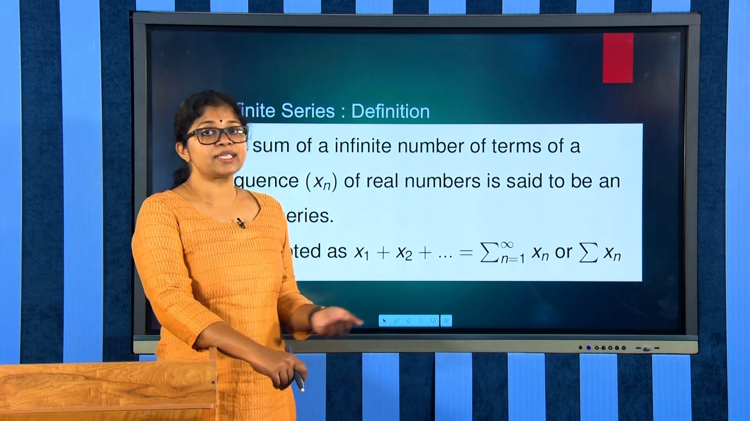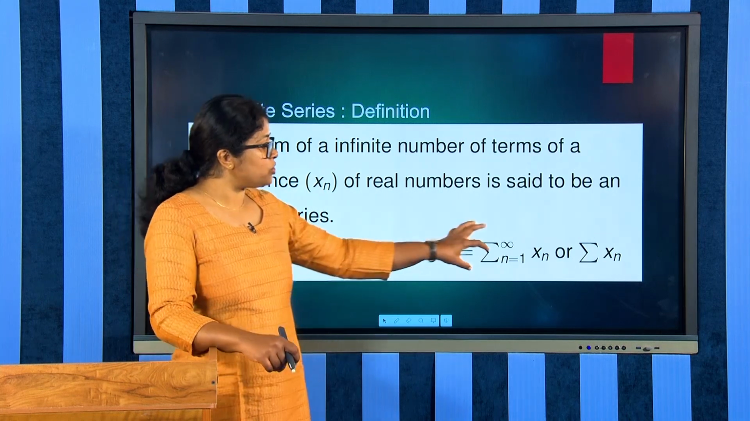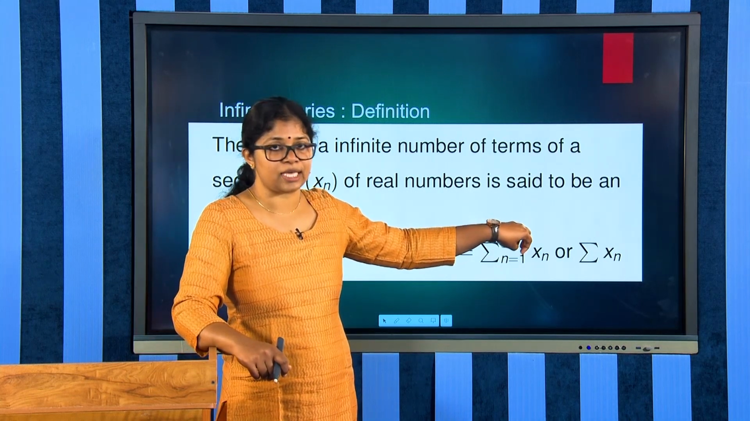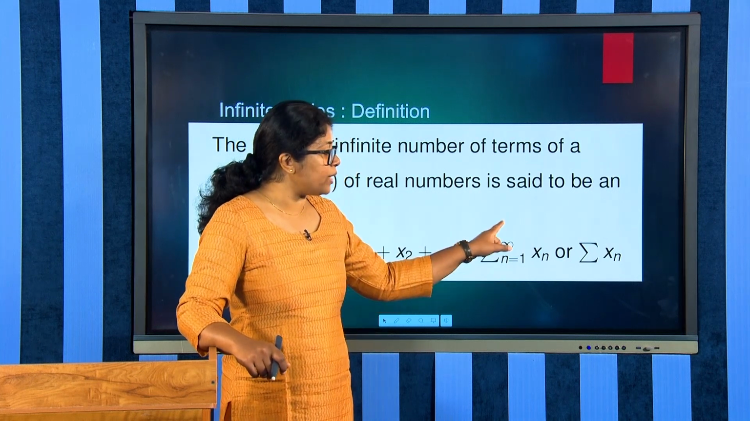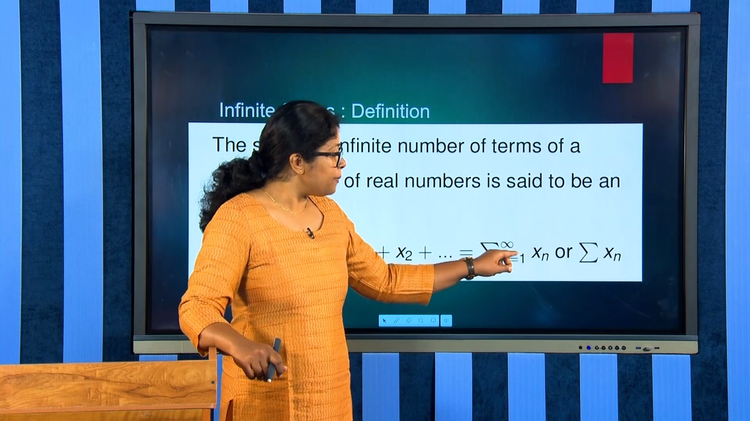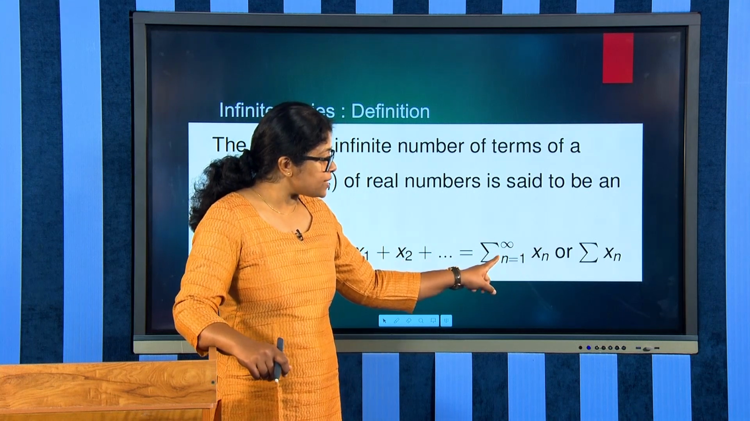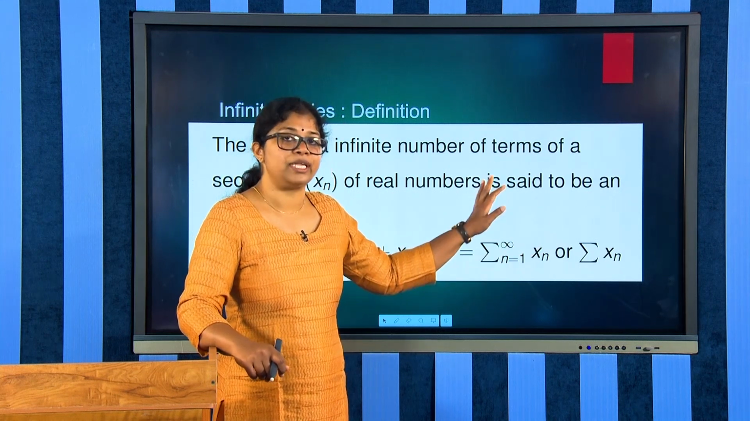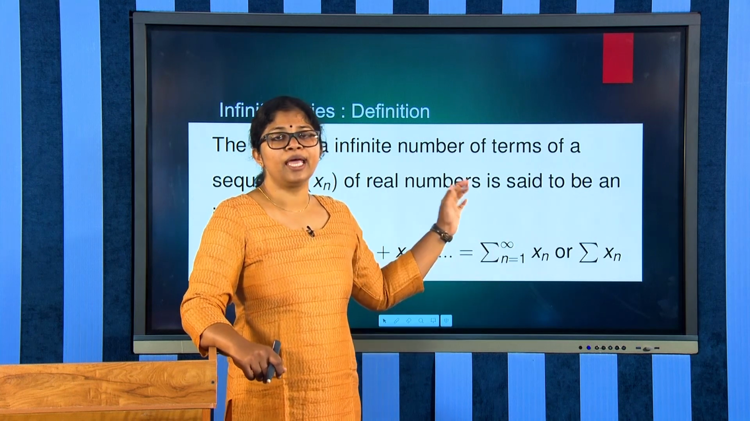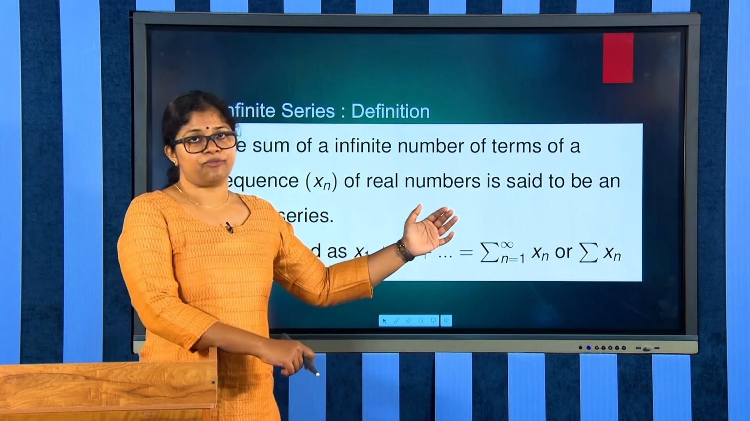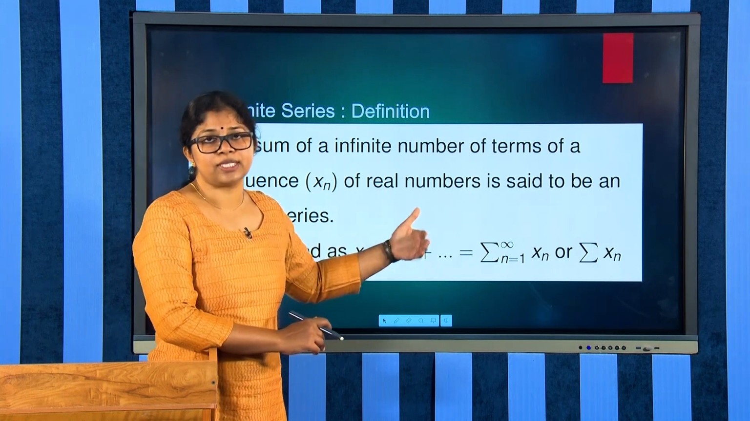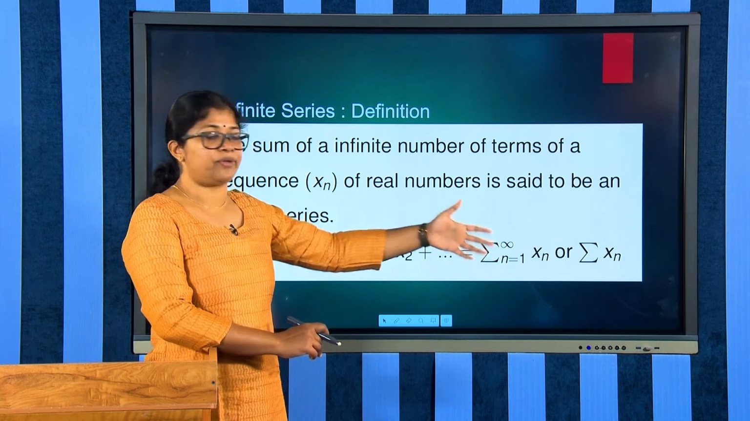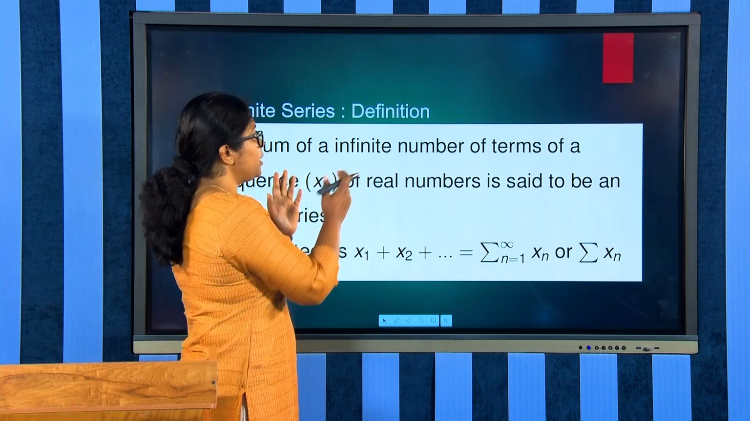In the previous class we had seen the summation of n terms of a series as summation k equal to 1 to n xk, but here we will represent it as summation n equal to 1 to infinity. That is the only difference between the notation of finite and infinite series, but we are adding up the terms of the sequence indefinitely to get an infinite series.